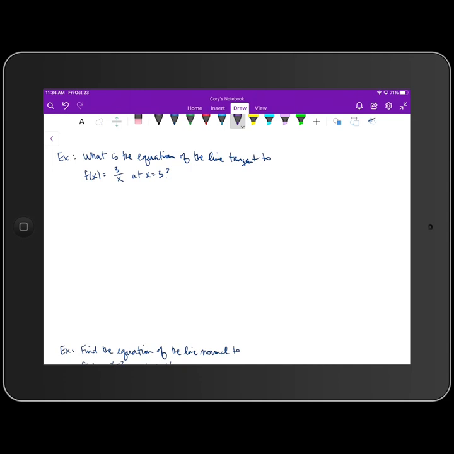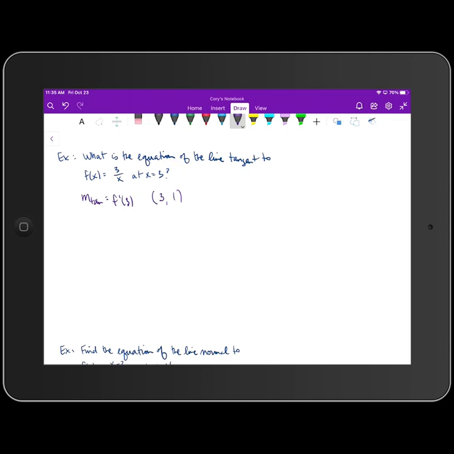So again, the two things that we need for the tangent line equation are the slope of the tangent line, which is going to be f prime of 3 in this case, and then we also need the point of tangency. The x-coordinate of that point is 3, and when we plug 3 into the function, the y-coordinate of the point is 1.